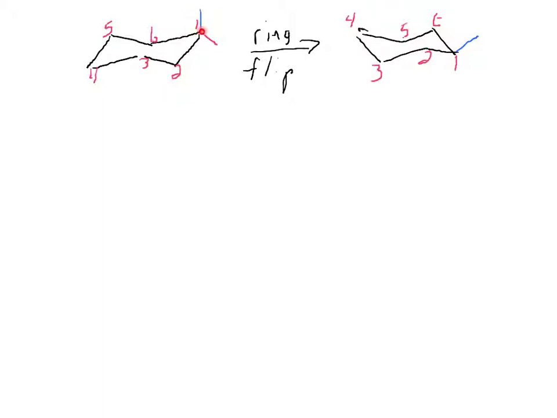Top of the ring, axial. Top of the ring, equatorial. So the ring flip causes something that was axial to now be equatorial, but it doesn't change what side of the ring it's on. It didn't change the side of the ring it's on. It just changed the three-dimensional space it was in. And now the red one, right? The red bond was equatorial on the bottom of the ring, pointing down. So now it's also on the bottom of the ring, but now it's in the axial position.